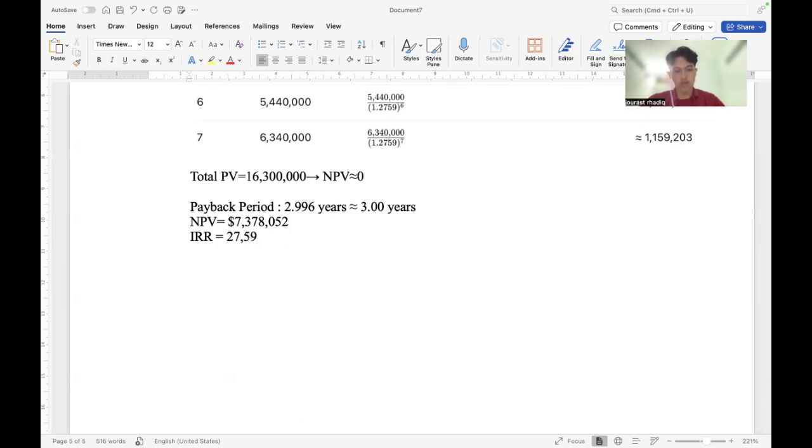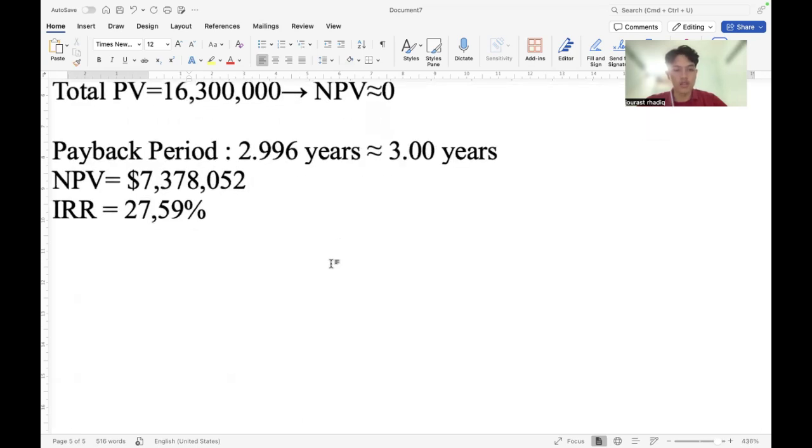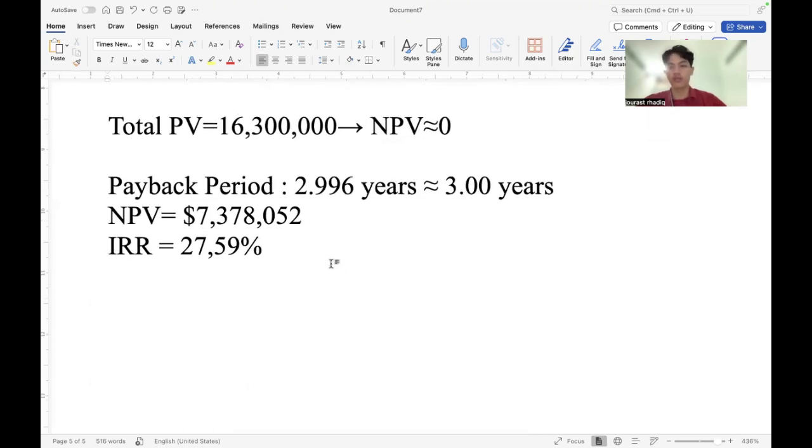So yeah, I recommend you to do the IRR on Excel because it will be easier for you rather than doing trial and error. So yeah, I think that's all from me for case 4. Hope this helped you.